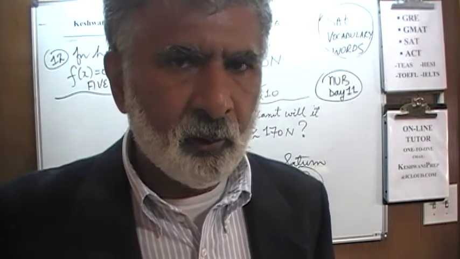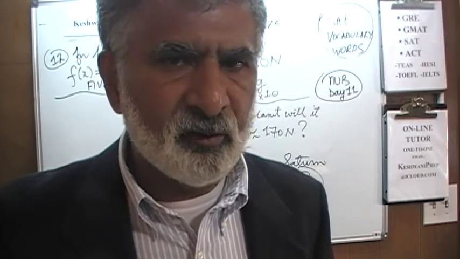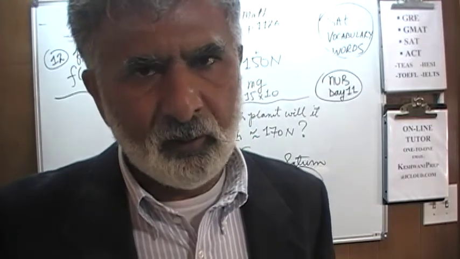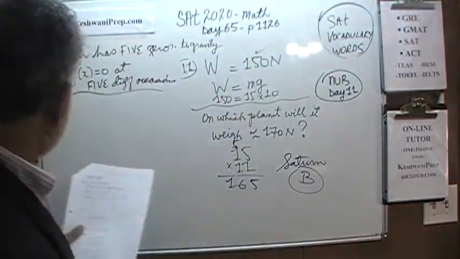So all you have to do is look at these functions that are given to us, four of them, and just count how many times each of these functions cuts the x-axis. And the one that cuts the x-axis five different times, that's the answer. For example, A.